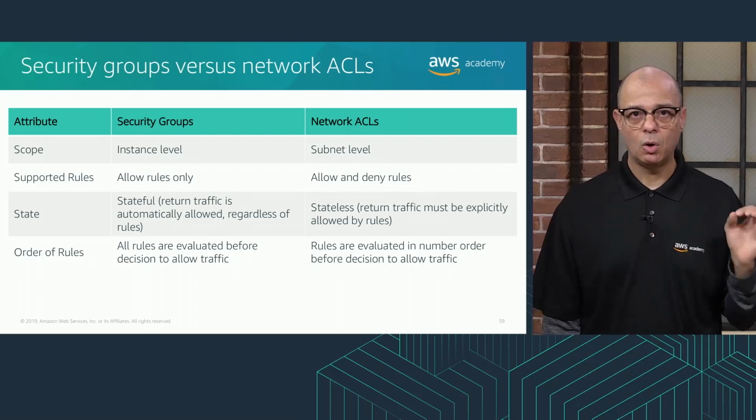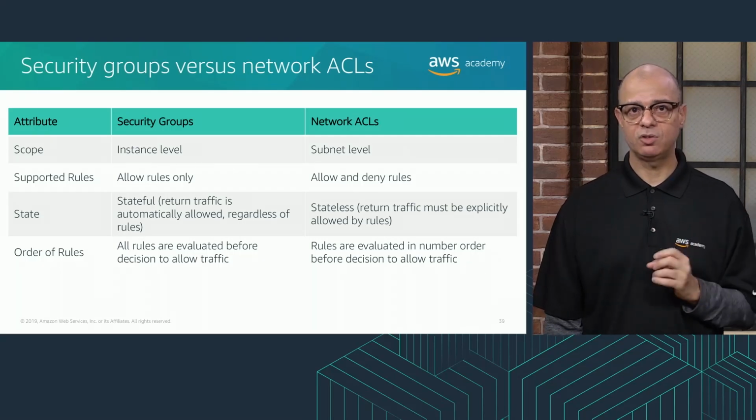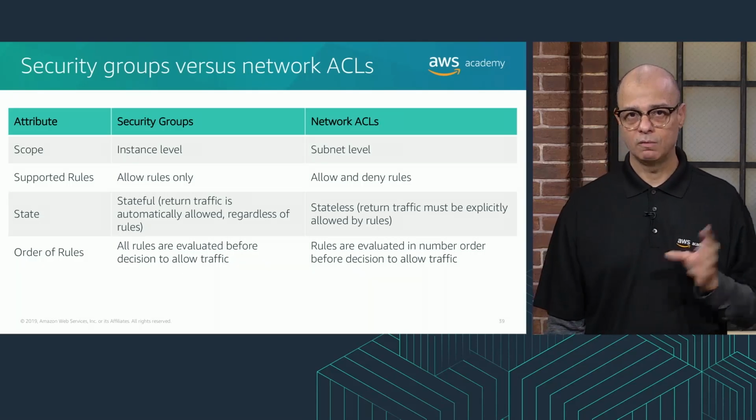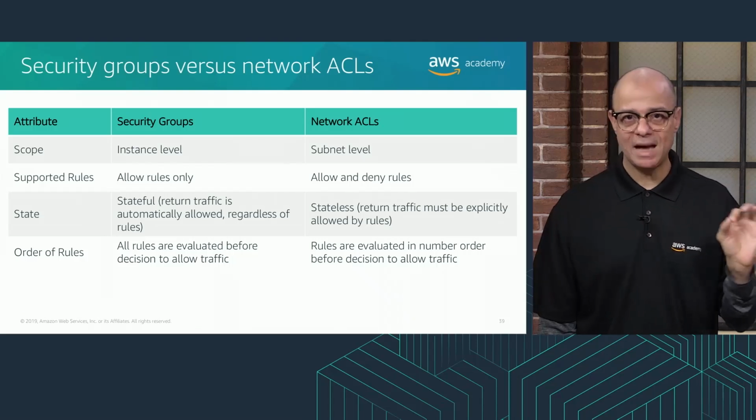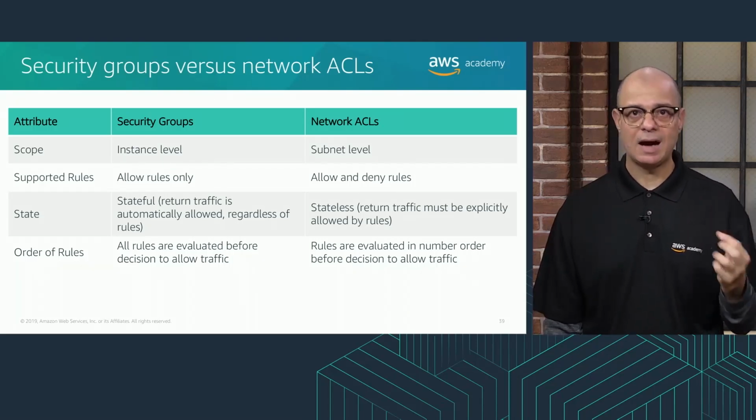For security groups, all rules are evaluated before a decision is made to allow traffic. For network ACLs, rules are evaluated in number order until a match is found and traffic is either allowed or denied.